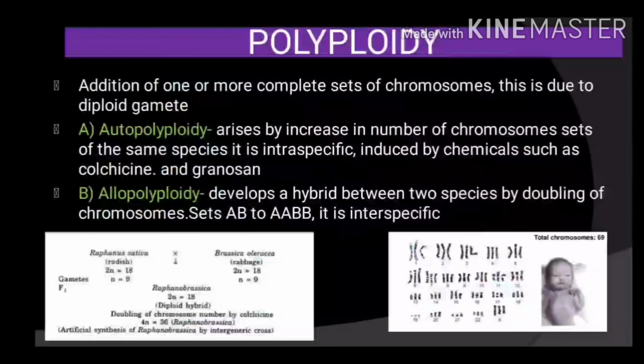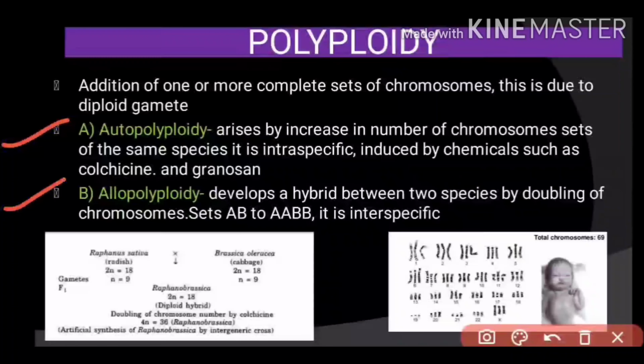Now about polyploidy. Polyploidy means the addition of complete sets of chromosomes. It is divided into two: autopolyploidy and allopolyploidy. Autopolyploidy appears when an individual has more than 2 sets of chromosomes, as you can see in this situation.